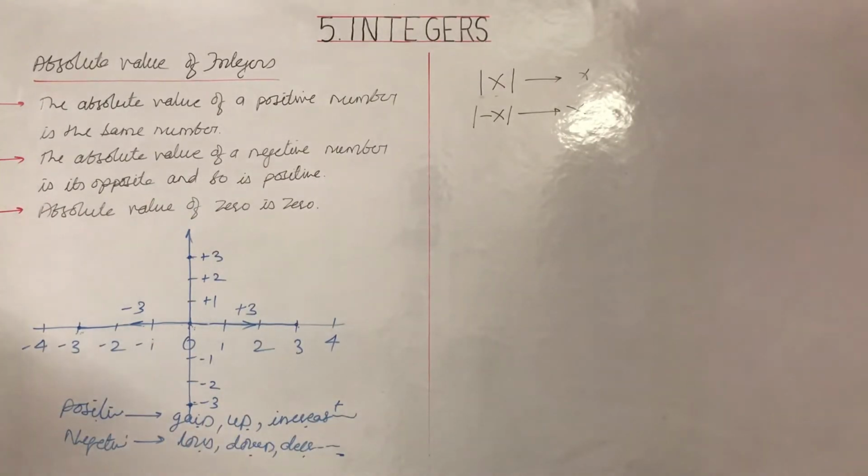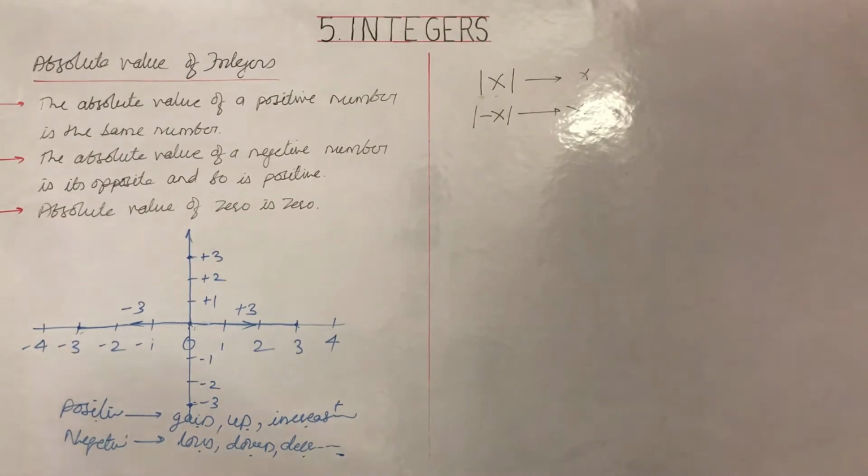So for finding absolute value, what to do? Just make that number positive. If that number is positive, keep that number, and if that number is negative, then change the sign, make that number a positive number. So finally, the absolute value of a positive number is the same number. The absolute value of a negative number is its opposite, and so is positive. And the absolute value of 0 is always 0. So these are 3 points on absolute values of integers.